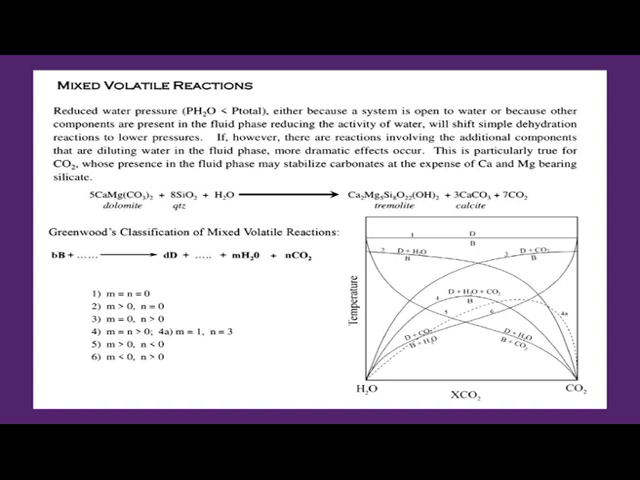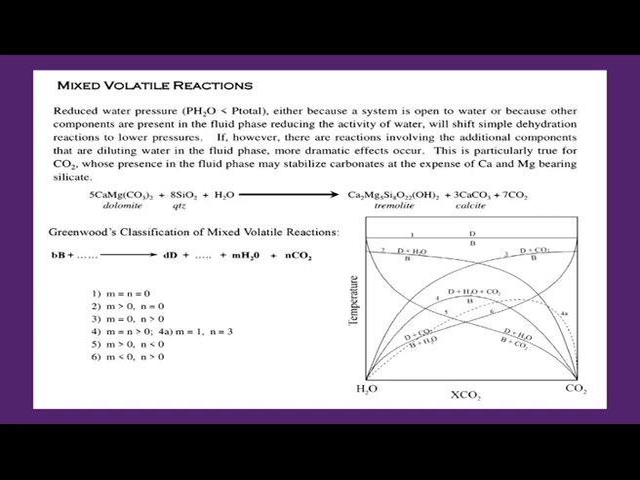An example is tremolite plus calcite plus quartz give rise to diopside plus H2O plus CO2. Mixed volatile reactions have the same general shape as dehydration and decarbonation reactions on the PT diagrams. However, they are generally plotted on TX diagrams instead of PT diagrams.